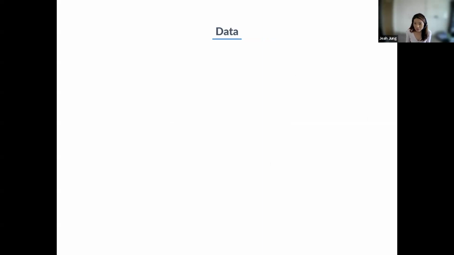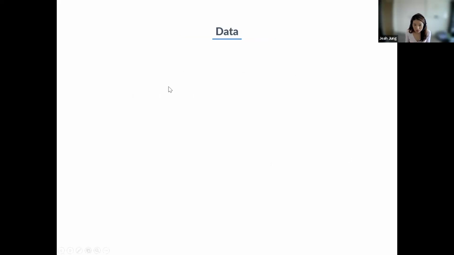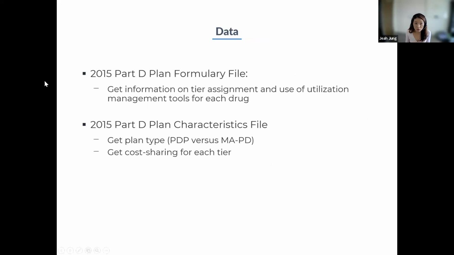So this information, these utilization management tools, are in the Part D plan characteristics file. Somebody answered the plan characteristics file, for sure, because you can get the cost sharing information, right? And somebody answered the formulary file. Yes, we do need a formulary file in order to get the information about tier assignment and utilization management tools. And we need the plan characteristics file to get the information on cost sharing.